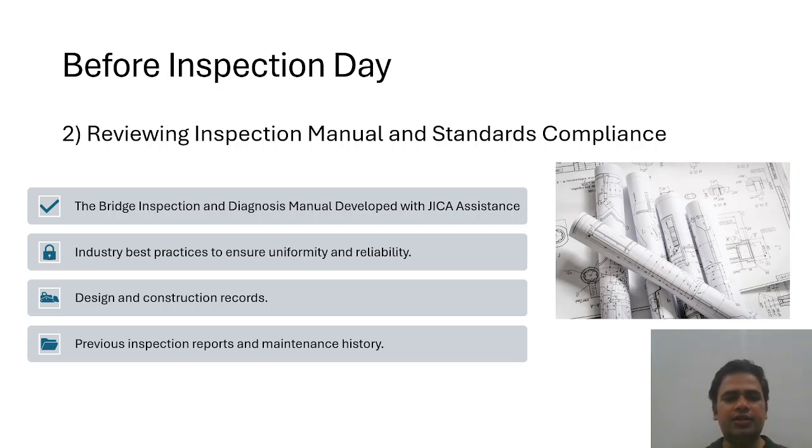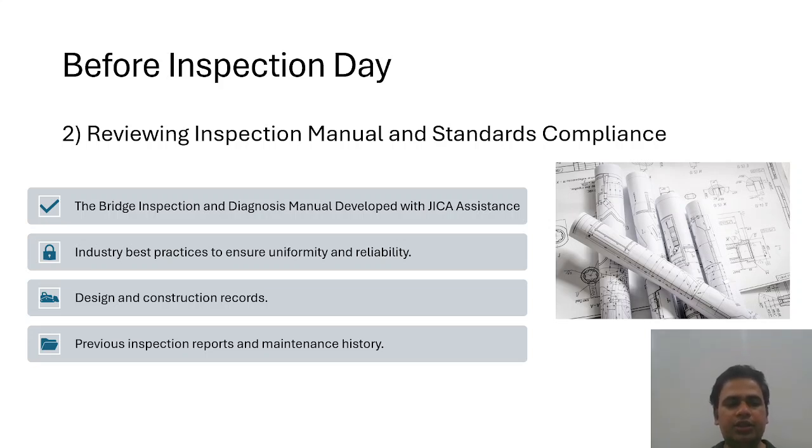The third is design and construction records. Before going for the actual inspection, you can review the design of that structure and any maintenance which has been carried out later on. This will help you understand the structure which you are going to inspect, so that you can know beforehand what type of structure it is and what type of reinforcement was in it. If on site you see any discrepancy or issue, you can better categorize that damage.